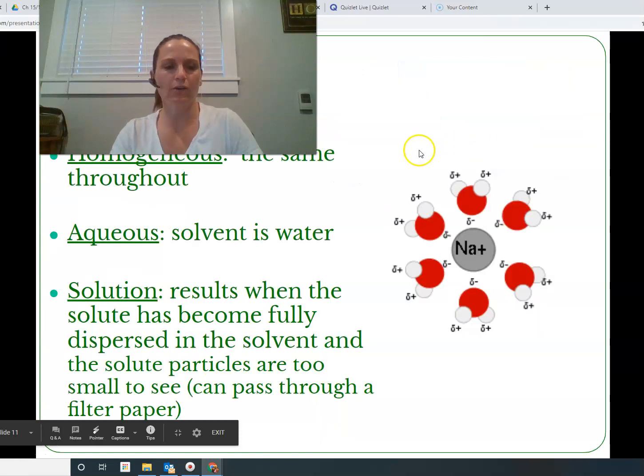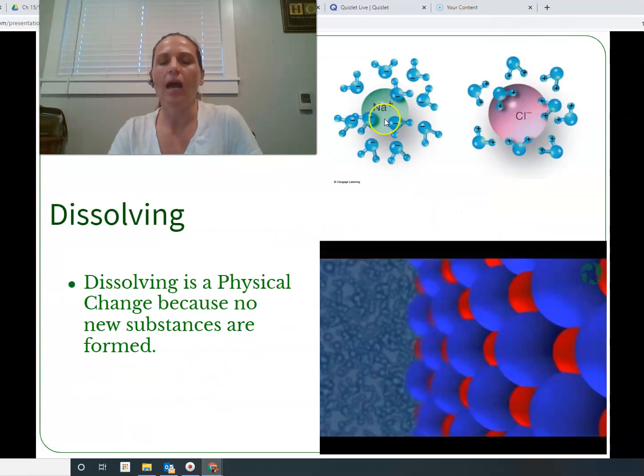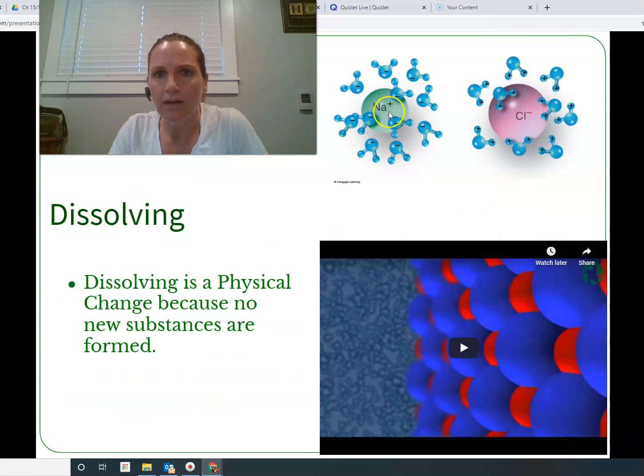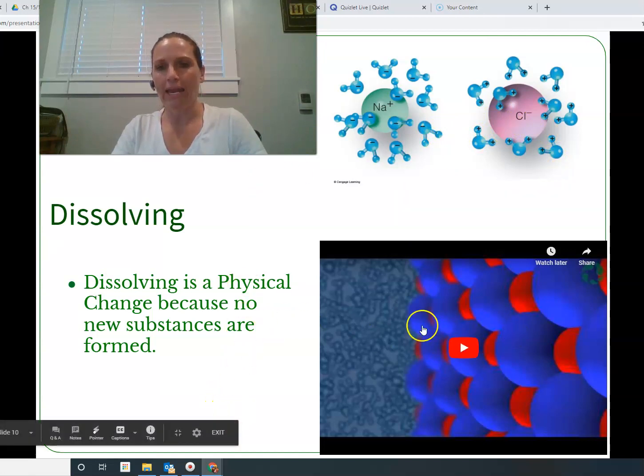So you can see, in this picture, let me go back, that the sodium here is positively charged. And so the negative of the oxygens come in next to it and carry it up and away. And on this side, the opposite, the negative chlorine, those positive hydrogens come in and they pick up the chlorine and carry it away. So we call water the universal solvent because it is able to come in and dissolve any kind of compound like this.